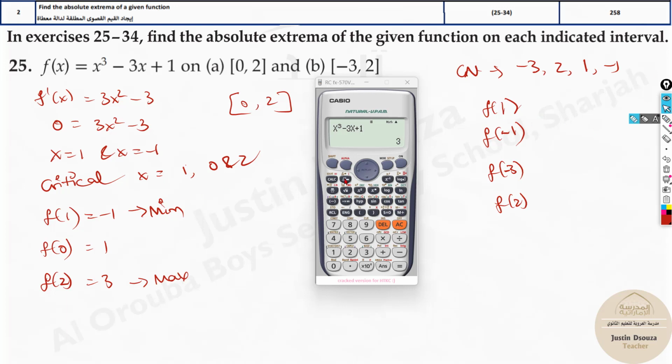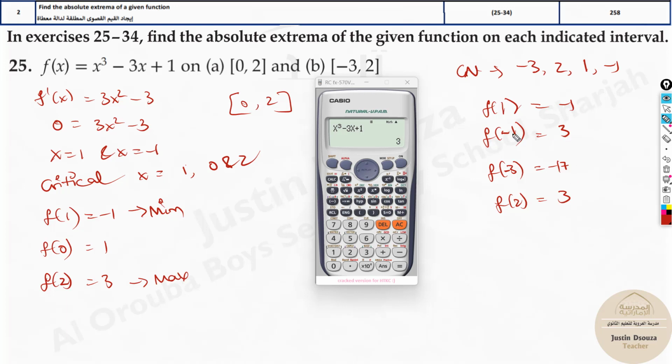Here all you need to do is calculate f of 1. It is -1, calculate at -1, we get 3. I'll just write it out over here. We get -1, 3, and f of -3 is -17, and lastly calculating at 2 we get 3. So here we got -17 and over here we got 3.